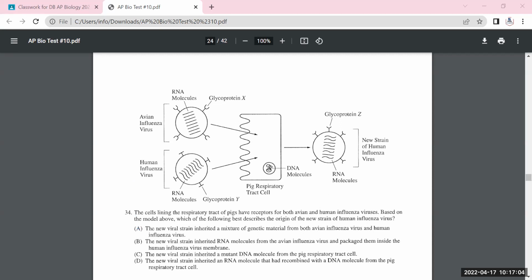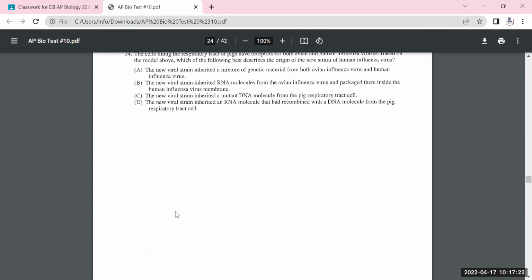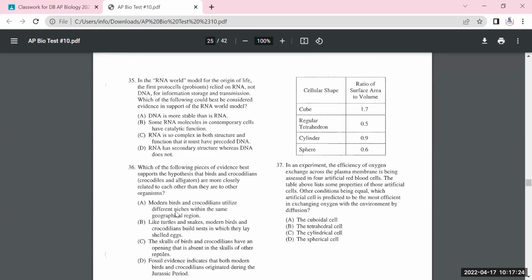Okay, so 34 is A. Both infect, and then within your cell it kind of gets mixed up, and now you have a new strain. Okay, 35.